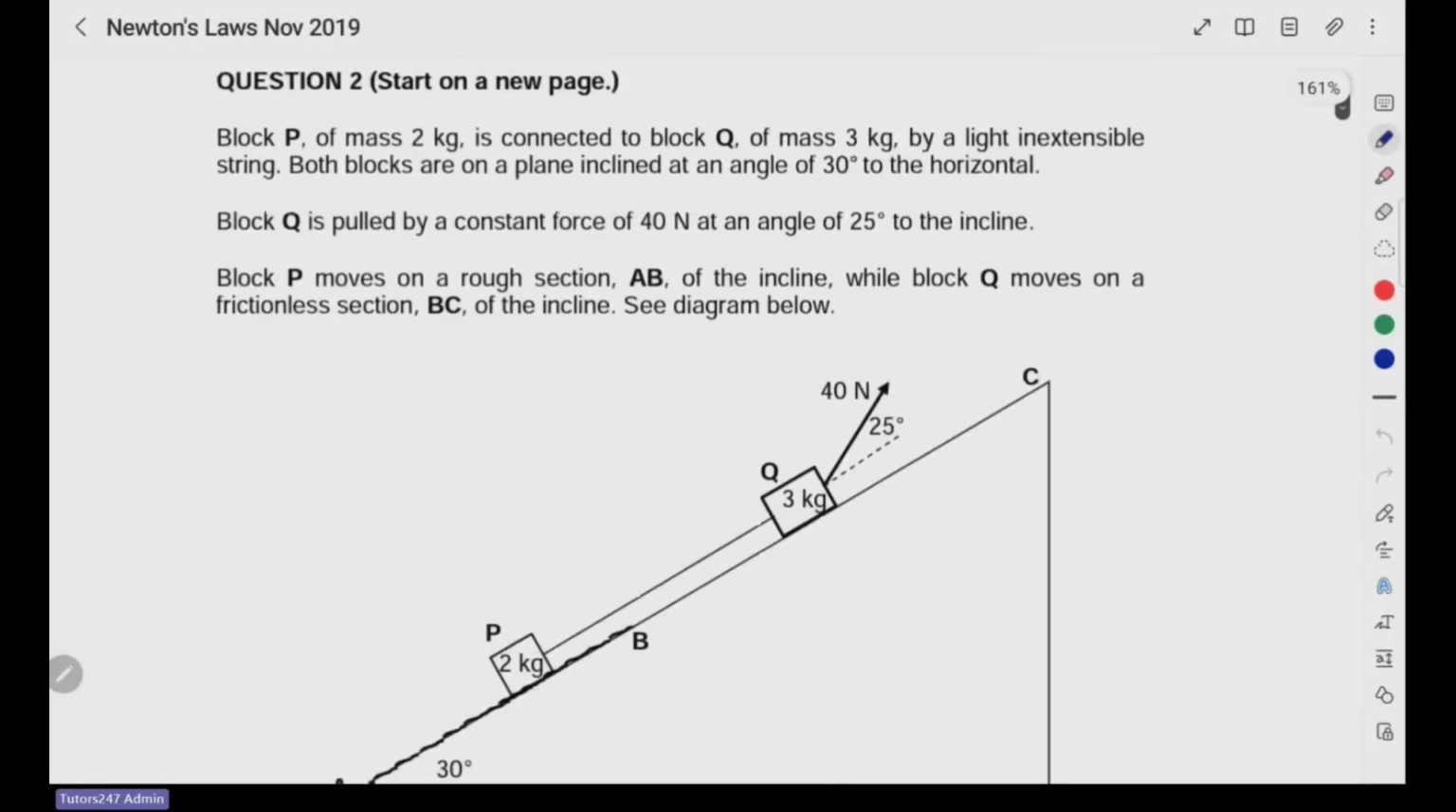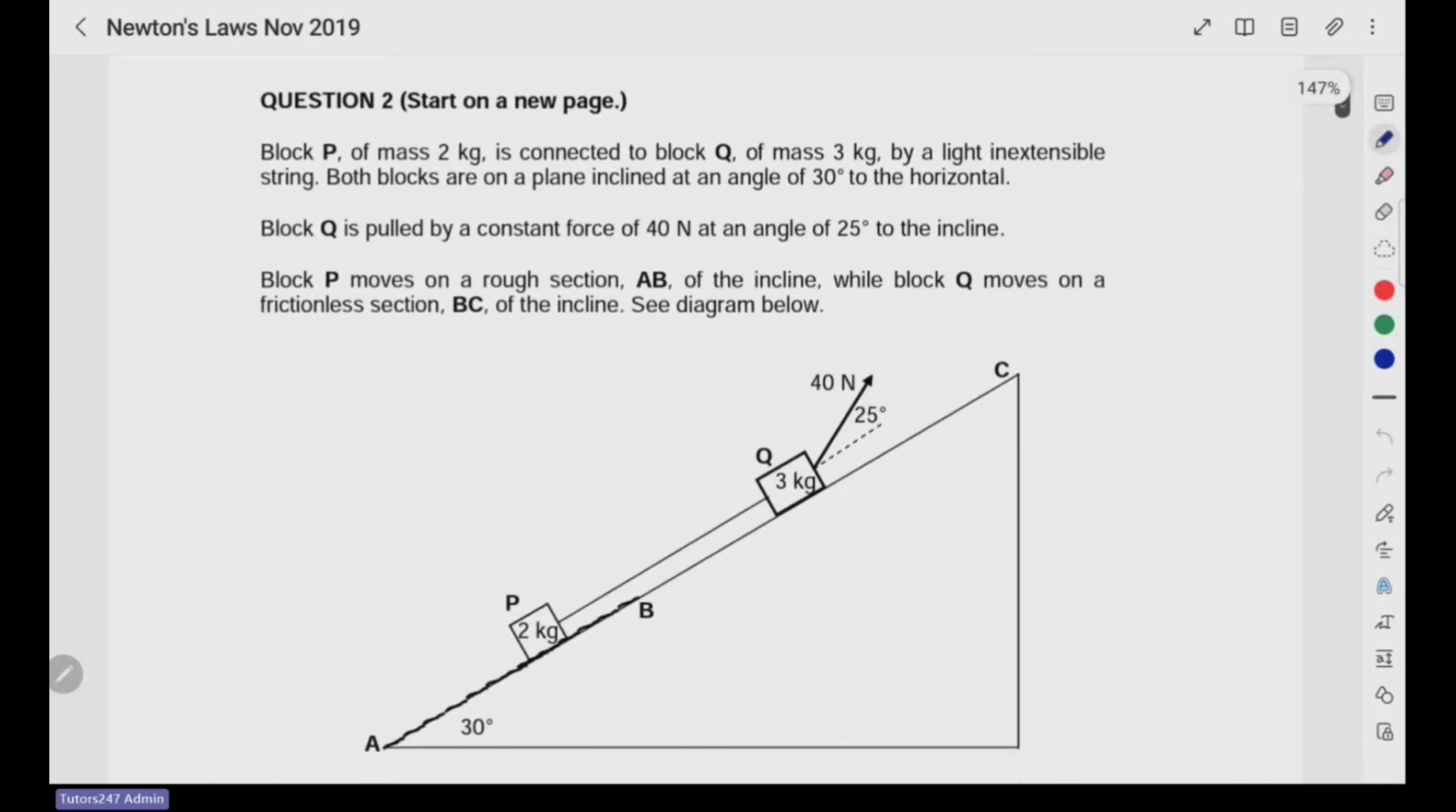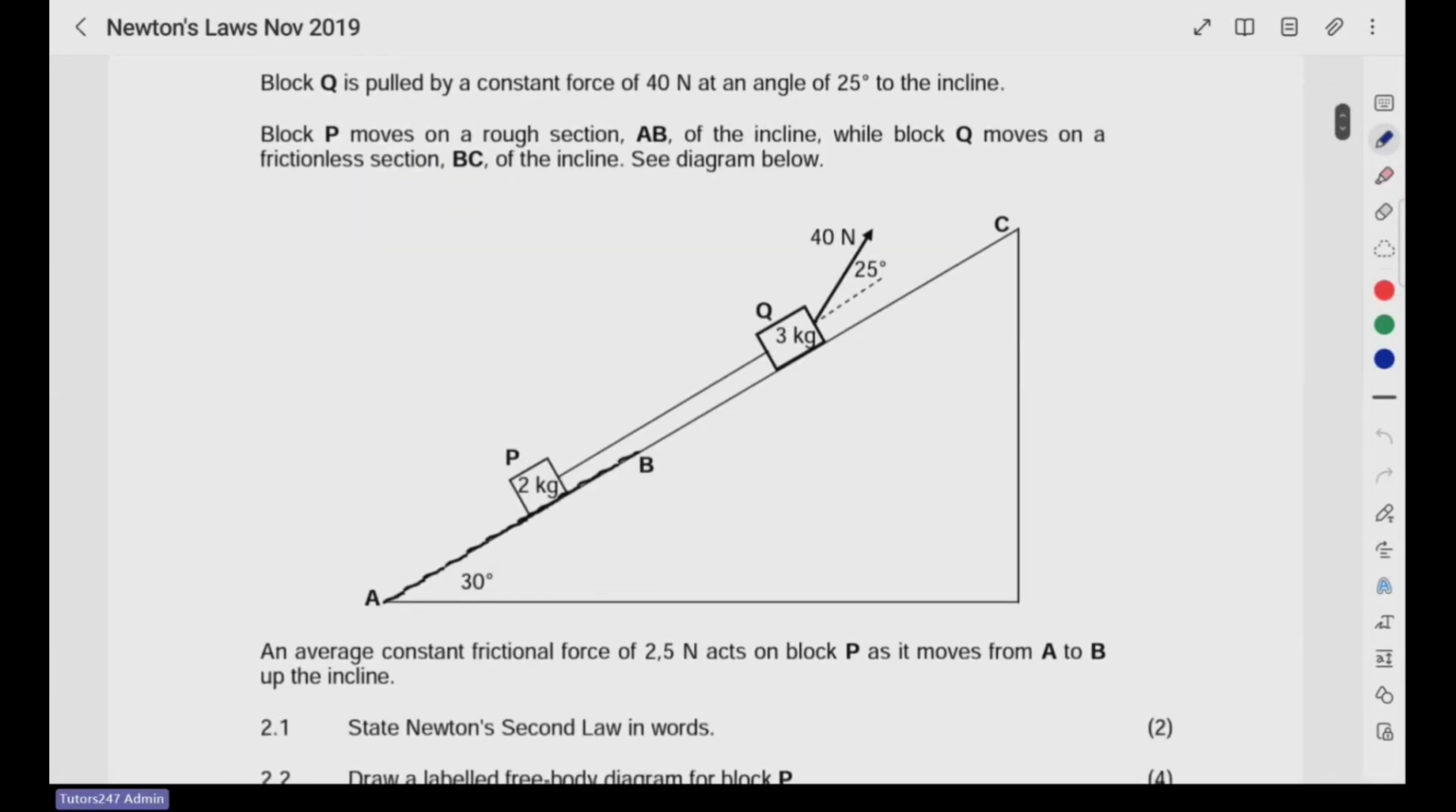So our first question is from a November 2019 exam. If you notice, there's quite a bit going on in this particular question. We've got an inclined plane, and the force that's acting on object Q is also inclined. In addition to that, between A to B, there's friction, so it's a rough surface.